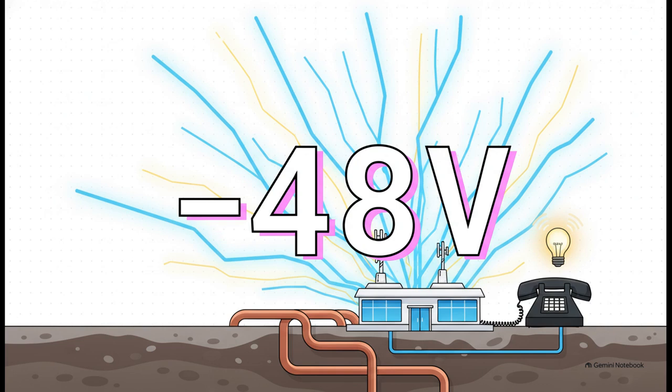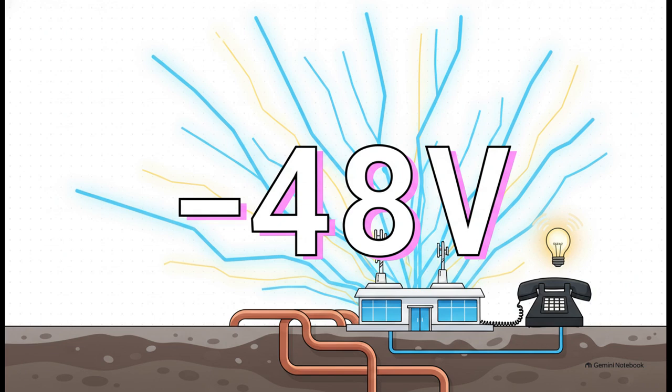Now, here's a really cool piece of tech trivia for you. Did you know your traditional landline phone is powered by a negative 48-volt direct current coming straight from the central office? You're probably wondering, why negative 48 volts? Well, that specific voltage is considered the absolute maximum safe DC operating potential to keep you from getting electrocuted.